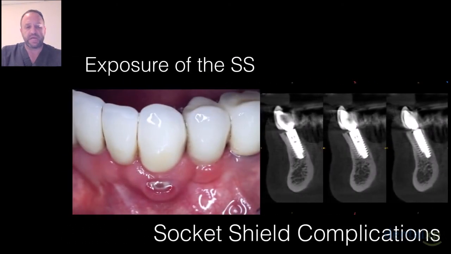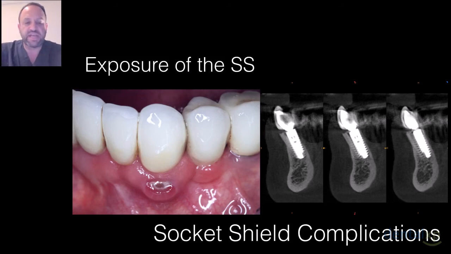But let's look at a little bit of the complications that I've had to deal with over the last few years. Some of them mine and some of them other people's. And here you can see a lower socket shield technique, which I think is very, very difficult to do in the lower jaw, much more difficult than the upper jaw. And also, I don't think you can do socket shields of the anterior, of the central and lateral incisors, because they're just too thin. And as a result, there's just not enough space for the socket shield and the implant.